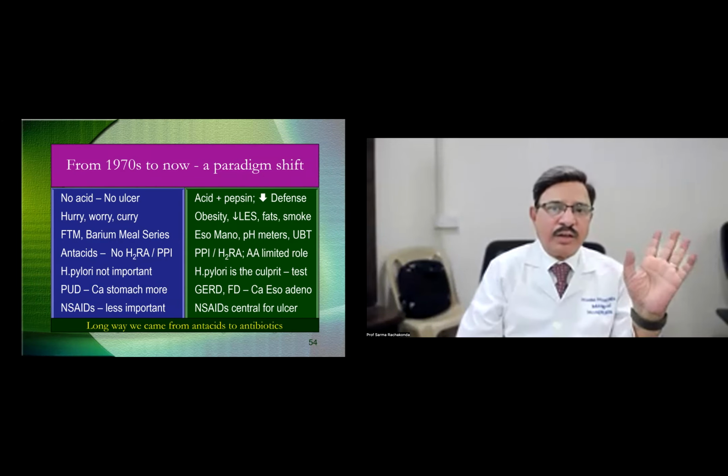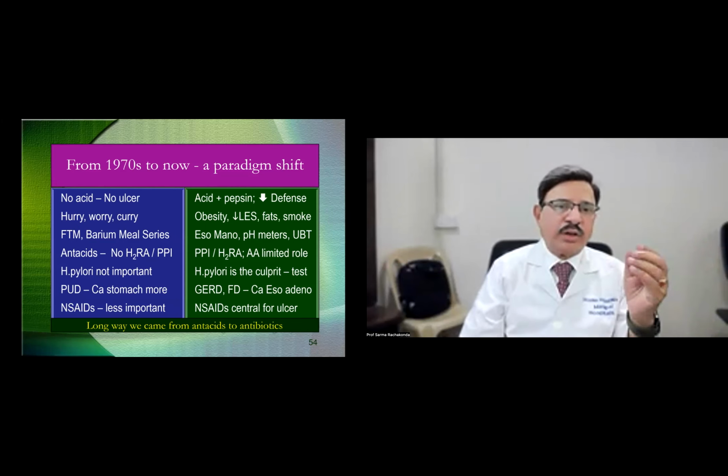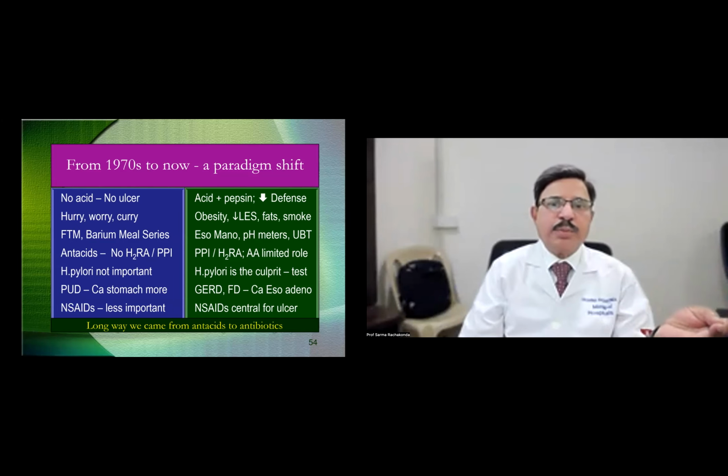The hurry, worry, curry hypothesis was very prevalent when we were students. Now that has been ruled out. Obesity, a lower esophageal sphincter not working properly, excess fat intake, and smoking are the causes now.